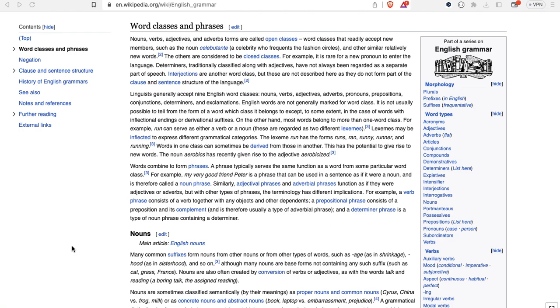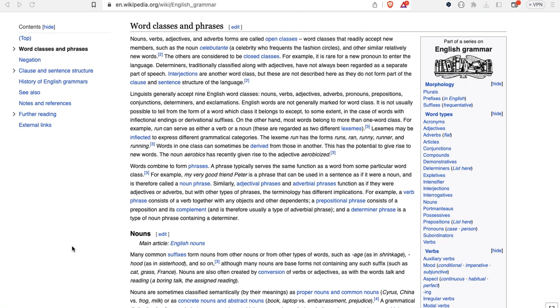Determiners, traditionally classified along with adjectives, have not always been regarded as a separate part of speech. Interjections are another word class, but these are not described here as they do not form part of the clause and sentence structure of the language. Linguists generally accept 9 English word classes: nouns, verbs, adjectives, adverbs, pronouns, prepositions, conjunctions, determiners, and exclamations.